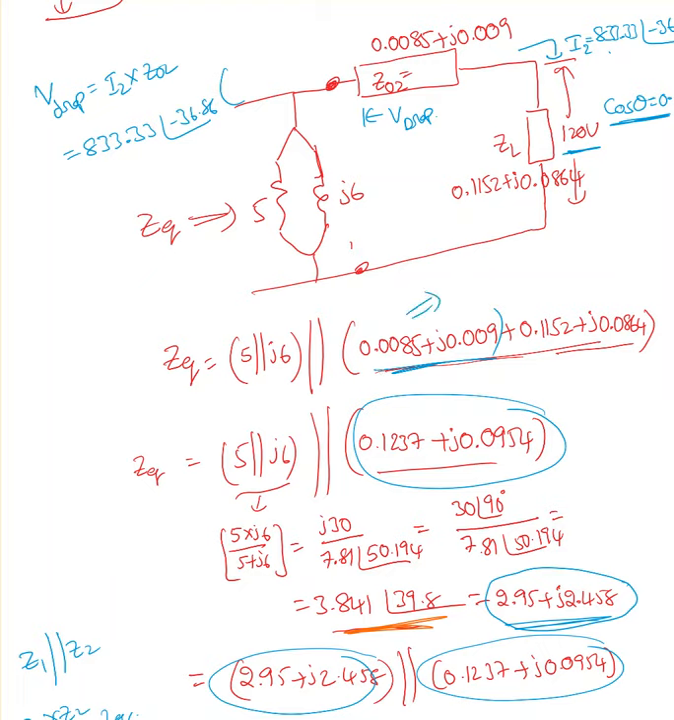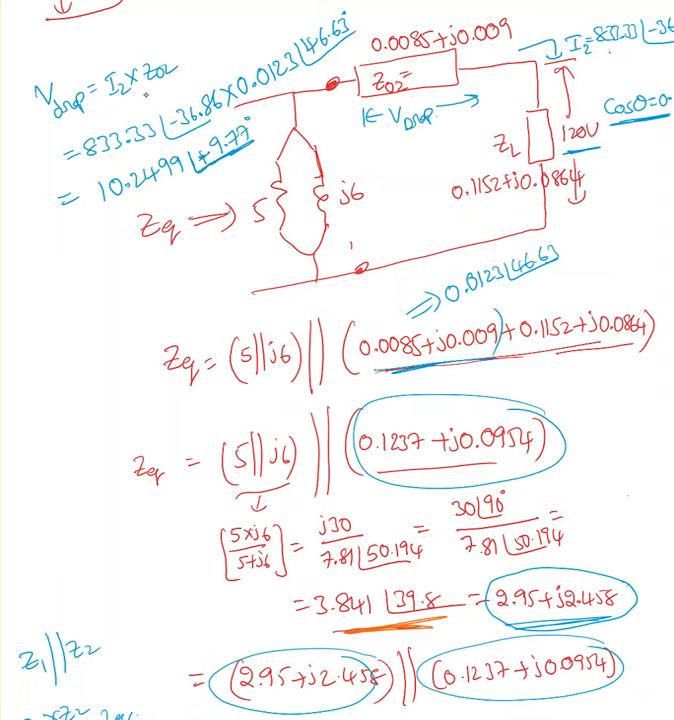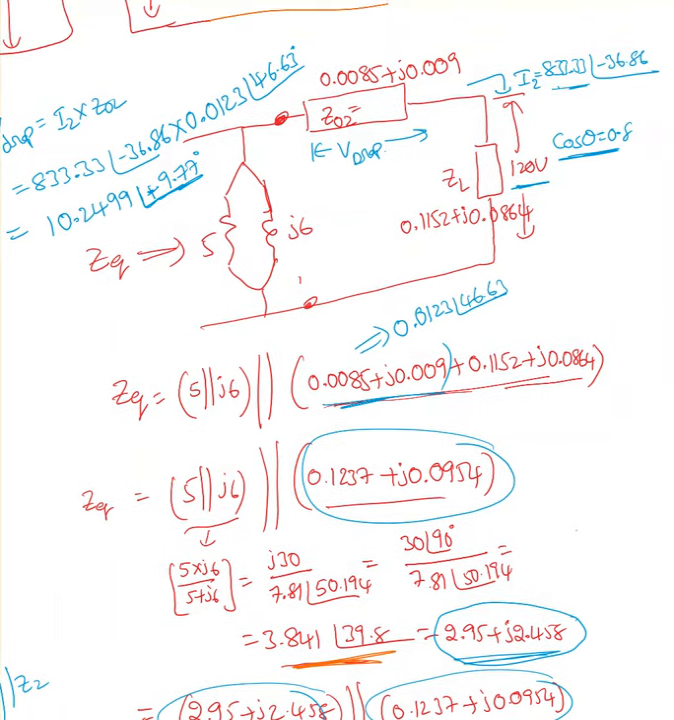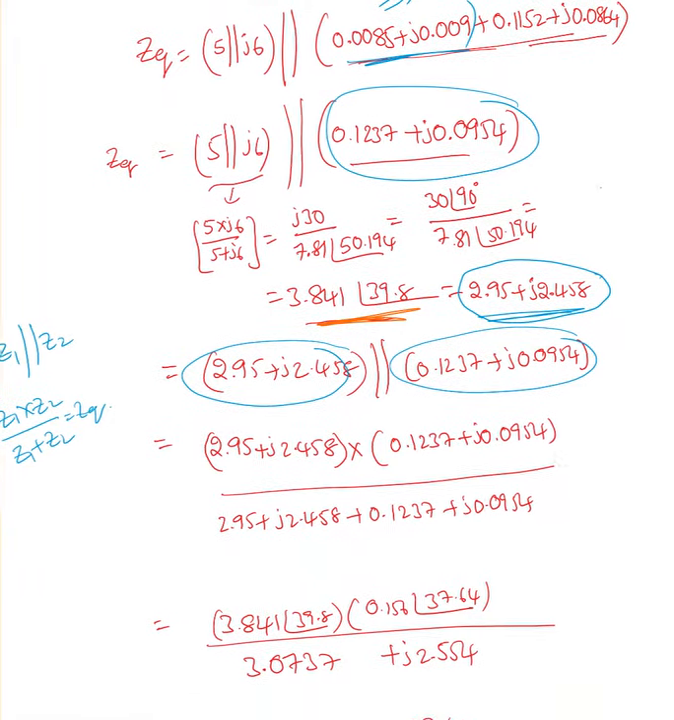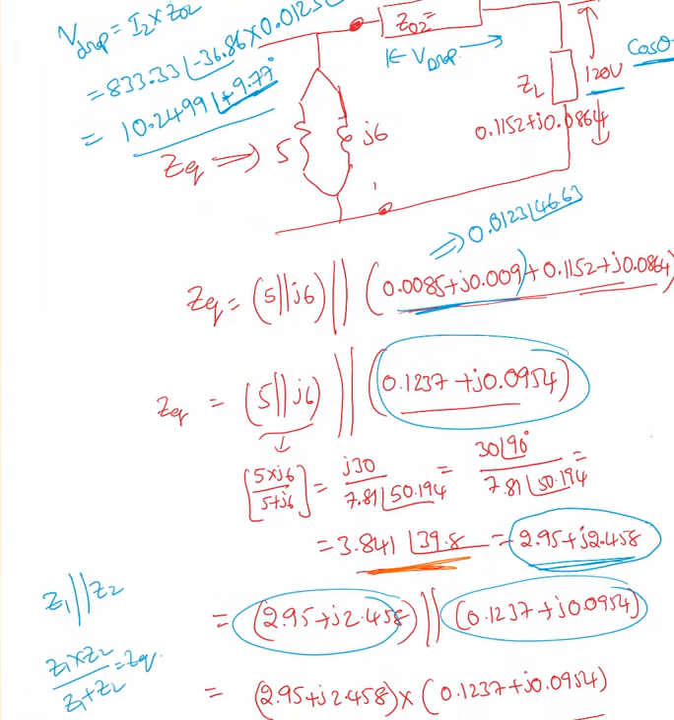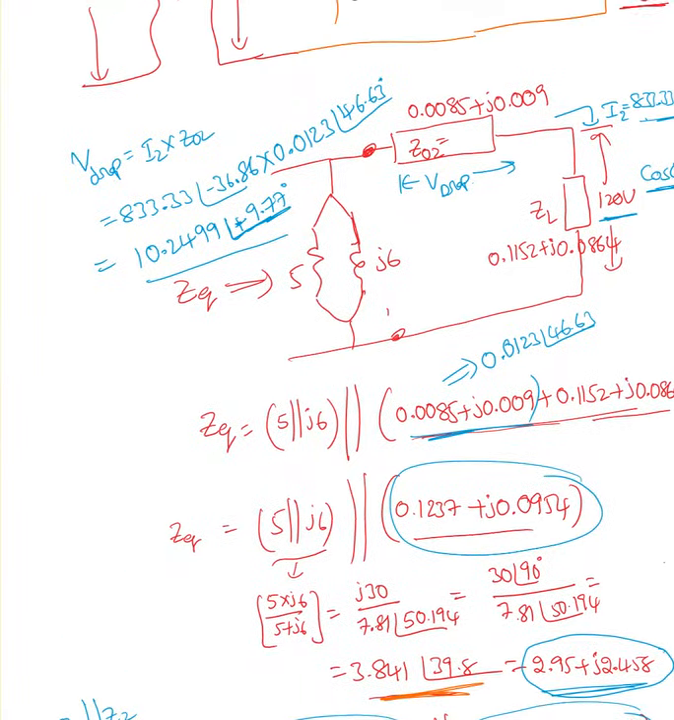So here, the voltage drop across the internal impedance of the transformer is I2 times Z02. I2, I have that value, is 833.33 at an angle of minus 36.86, and Z02, the impedance of that internal transformer, is 0.0085 plus j0.009. After multiplying that, that's the total voltage drop across the internal impedance of the transformer. Now I'm going to find the E value.